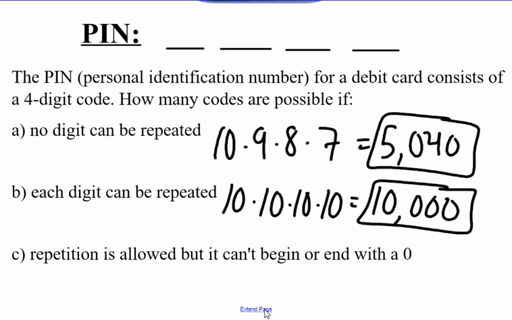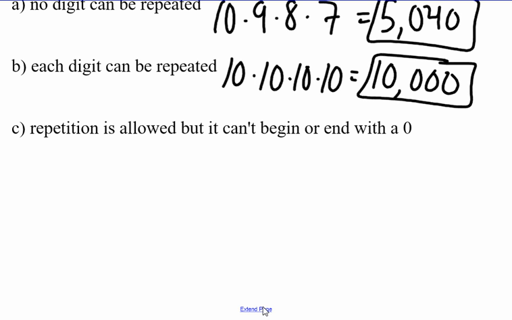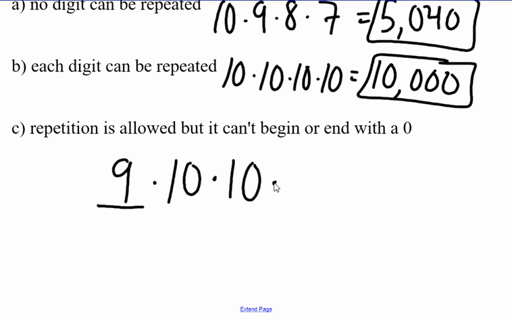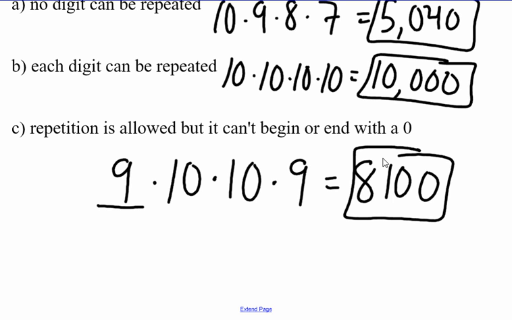Last case, let's say repetition is allowed, but your PIN cannot begin or end with a 0. So the first number in my PIN, there are only 9 options because I can't begin with a 0. Then I could have 10 for the second times 10 for the third. And again, the last one, only 9 options because it can't begin or end with a 0. So 9 times 9 is 81. And then 10 times 10 is 100, so I get 8100. There are 8100 different ways to make that PIN. So you can see how the counting principle is very helpful to keep track of the number of different possibilities.